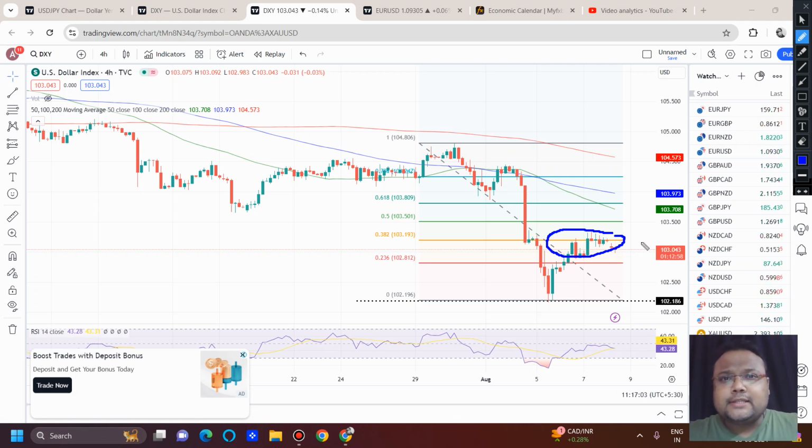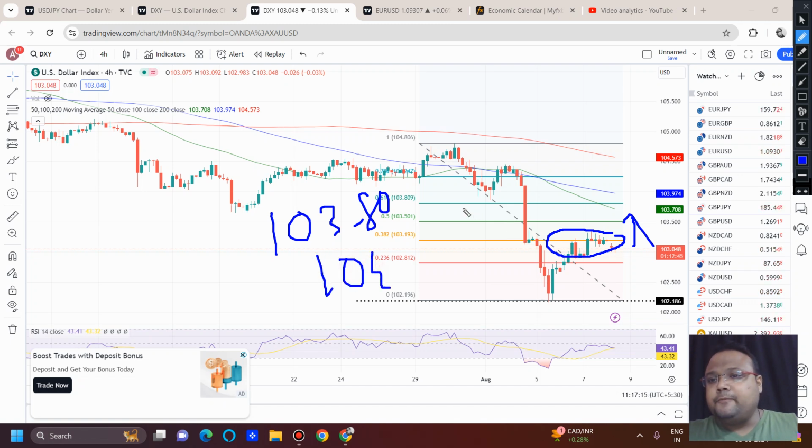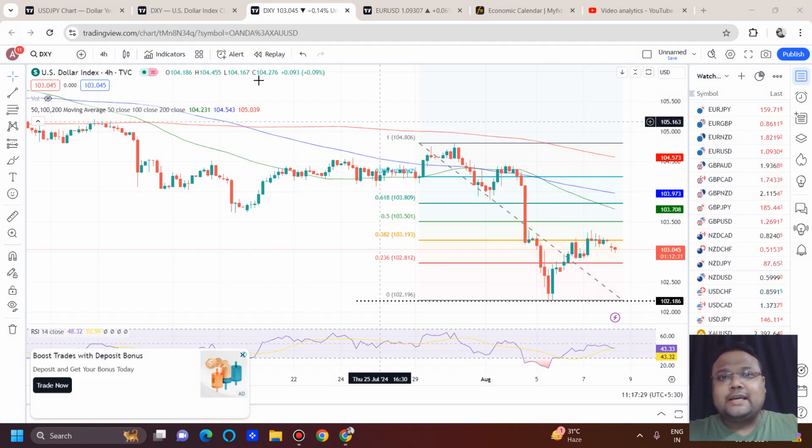Right now, the dollar index is trading around 103. If it continues the upside or tries to recover, the resistance that we discussed yesterday, which is 103.80 to 104, is still valid. We have the Fibonacci 61.8% retracement level. Along with it, we have dynamic resistance, plus it's a round number. So I think there will be some selling pressure around this area. So plan your trades accordingly.